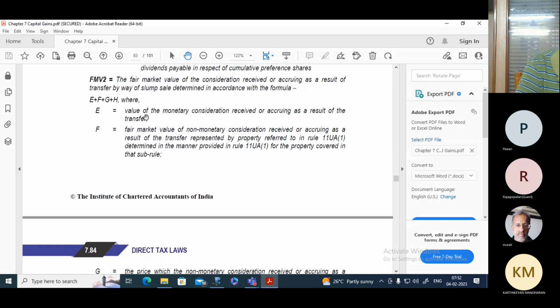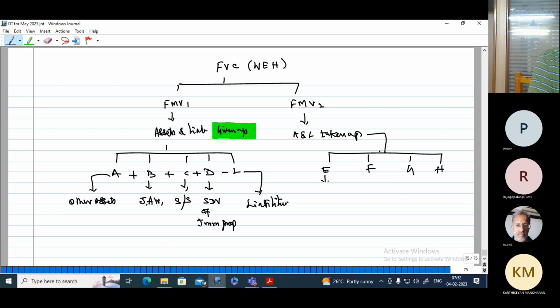EFGH. E stands for what? Value of monetary consideration received or accruing as a result of transfer. Monetary consideration received or receivable.